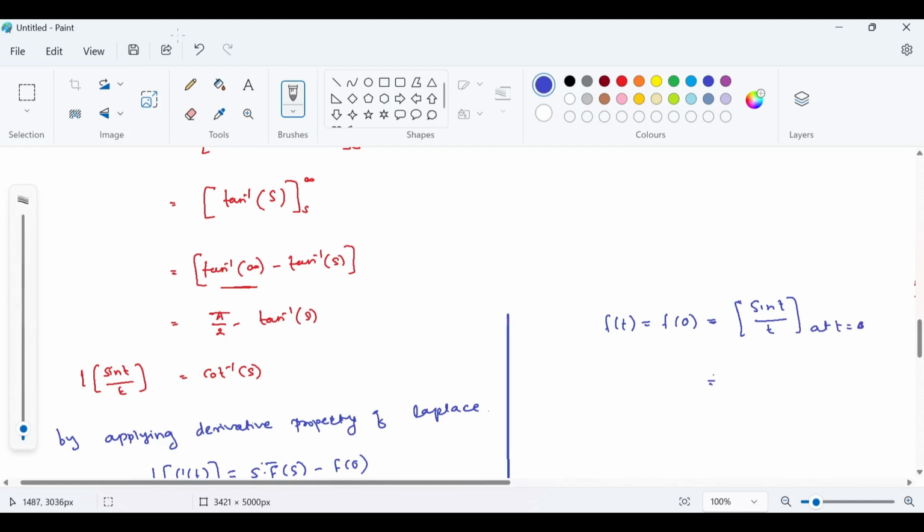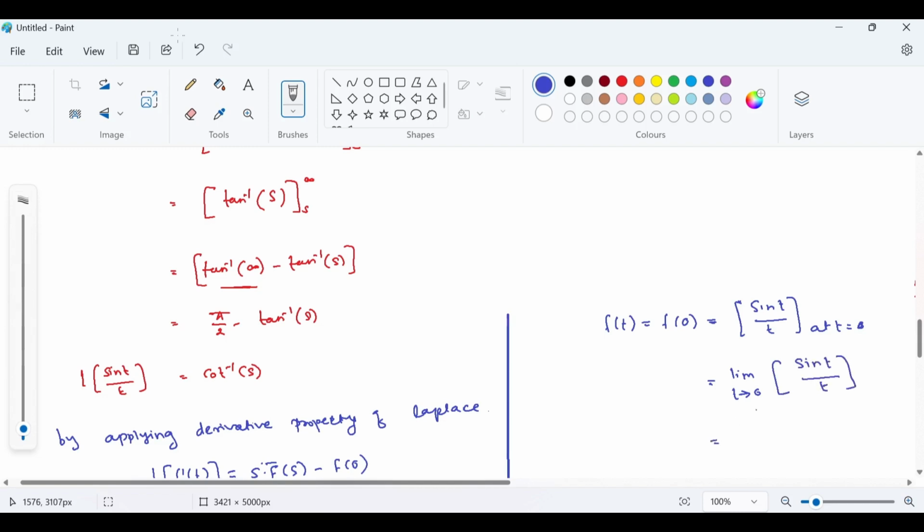Now, when you put the value of t as 0, then what can I find here? 0 upon 0, which is indeterminate. We are not going to use the term infinity because it's meaningless. So in order to get the value of f of 0, what are we going to do? We are going to take the limiting value: f of 0 is the limit as t tends to 0 of sin t upon t.